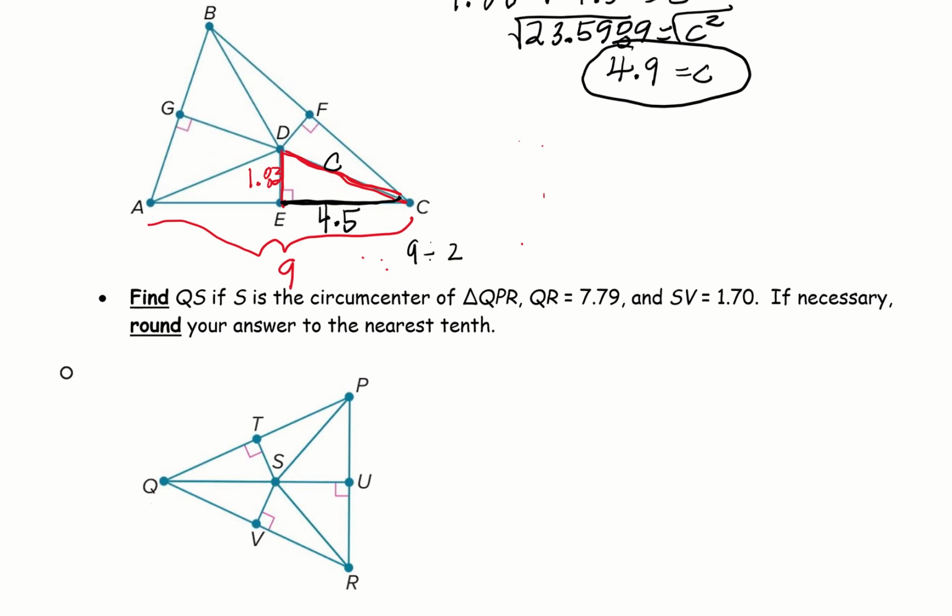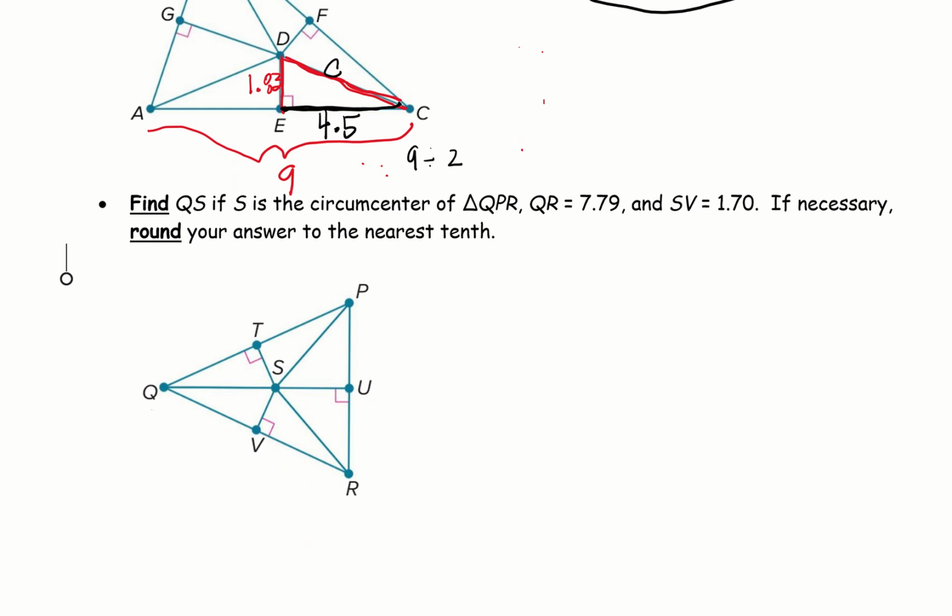So let's look down here at QS. It says, find QS. So here's QS. And again, if they would give you PS or RS, you would know the answer. But they don't give you that. They want you to find QS, and instead they give you QR. QR's right here. And they tell you, hey, this whole thing is 7.79. And then they give you SV, which is this little guy right here. And SV is 1.70.